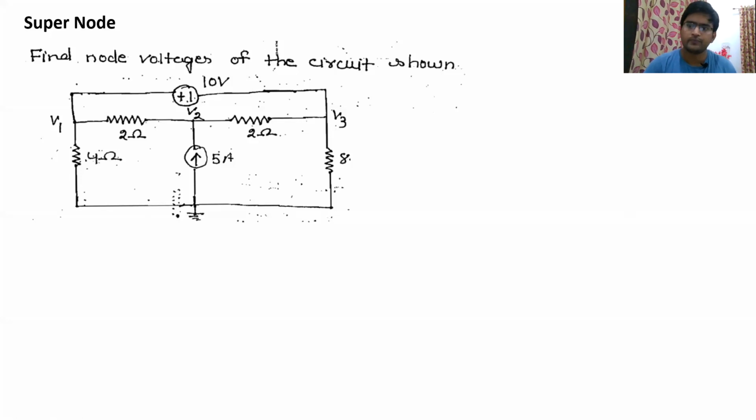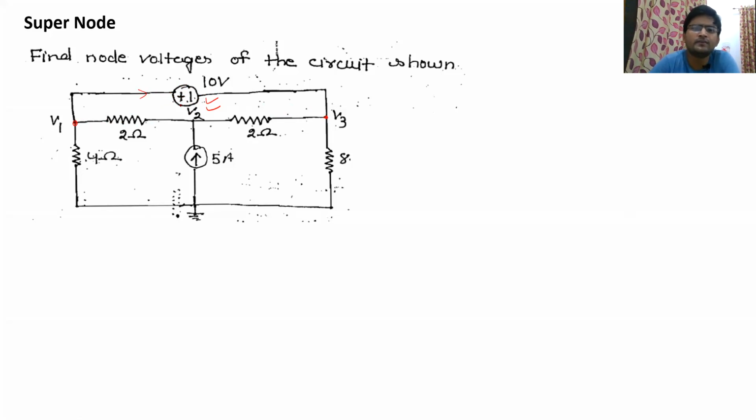Now, there is a special case while solving in nodal analysis technique when there comes an ideal voltage source between two non-reference nodes. Like here in this example, you can see that between V1 and V3, there is an ideal voltage source. Since there is no resistance in series with this ideal voltage source, it will not be possible to find the current values flowing through this particular source.